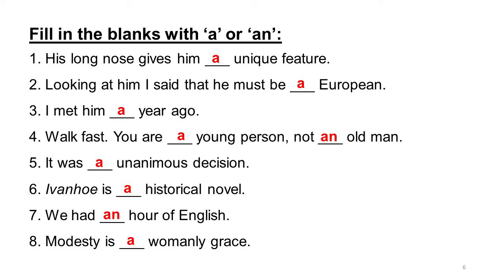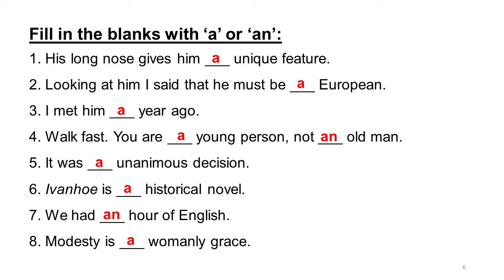If you have a consonant sound, the article you have to use there should be a, not an. Looking at him, I said that he must be a European or an European. See, the sound here is y again. We are not using a vowel sound here. We are using the consonant sound y.